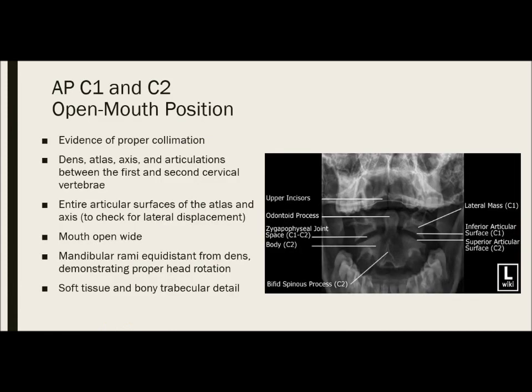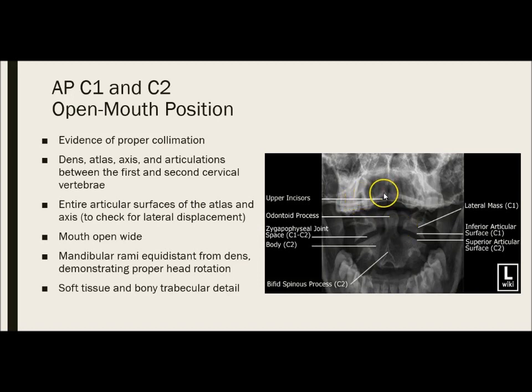Okay, our image evaluation for this one is we want to see evidence of proper collimation. We want to see our dens, atlas and axis articulations between the first and second cervical vertebrae, and we want the entire articular surfaces of the atlas and axis. The reason why we want to be able to see these is to make sure that there's no lateral displacement of anything. We want the mouth open real wide, and we want to see the mandibular rami to be equidistant from the dens, demonstrating that the head's not rotated.